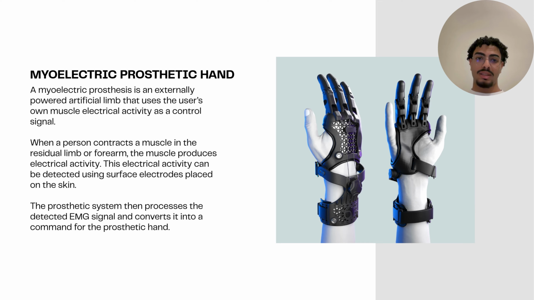The prosthetic system does not use the raw muscle signal directly. Instead, this signal is first processed by an electronic circuit. After processing, the signal is converted into a command for the prosthetic hand. For example, if the person contracts one muscle group, the hand may close, and if another muscle group contracts, the hand may open. This makes myoelectric prosthetic control important because it allows the person to control the artificial limb using their own biological muscles rather than using a manual switch or a button.